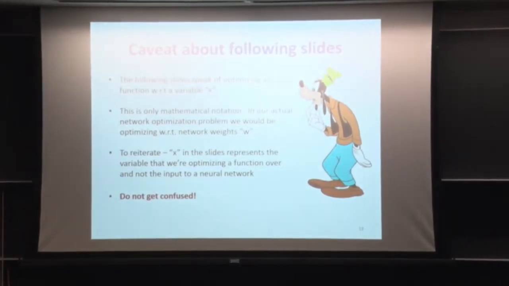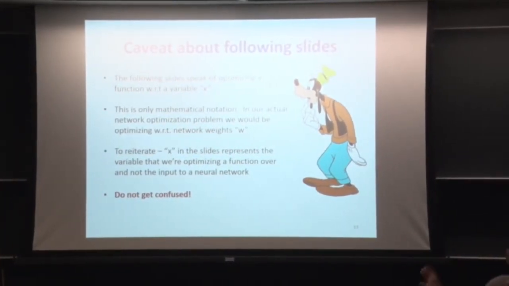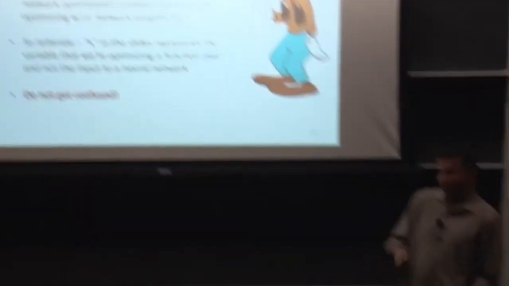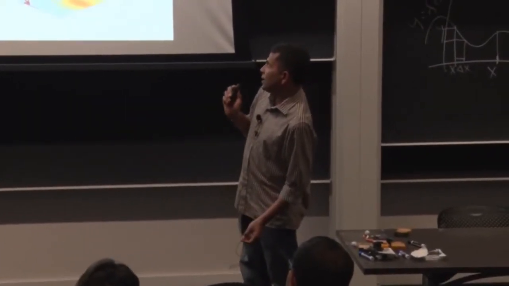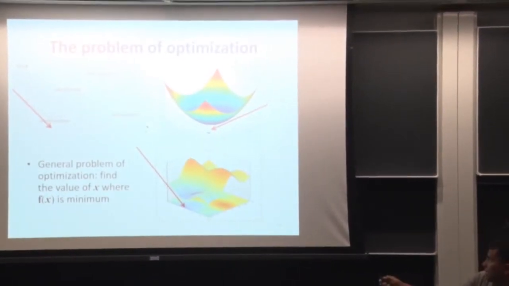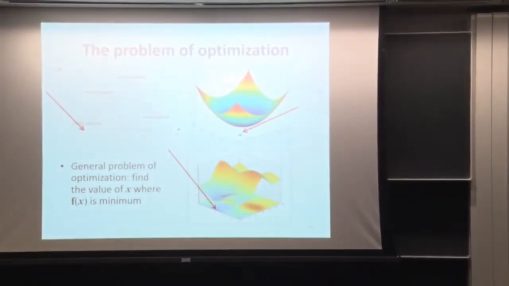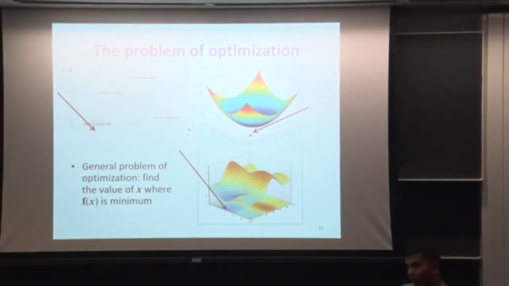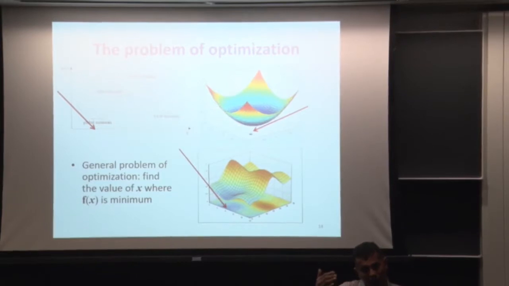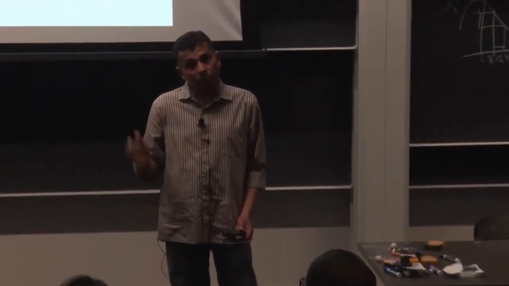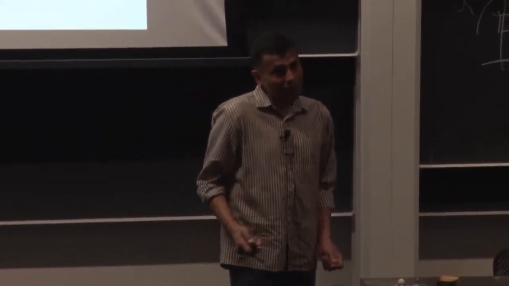This notation is not the notation we were using when we were defining our neural networks. Don't get confused. So I'm going to be flipping between x's and w's, and hopefully it still makes sense to you. So here's the problem of optimization. The general problem of function optimization is that you're given a function of this kind, or this kind, or this kind. And you want to find either the minimum or the maximum value of the function. Specifically, you will want to find the minimum or maximum values, or the arguments at which the function takes its minimum or maximum value.